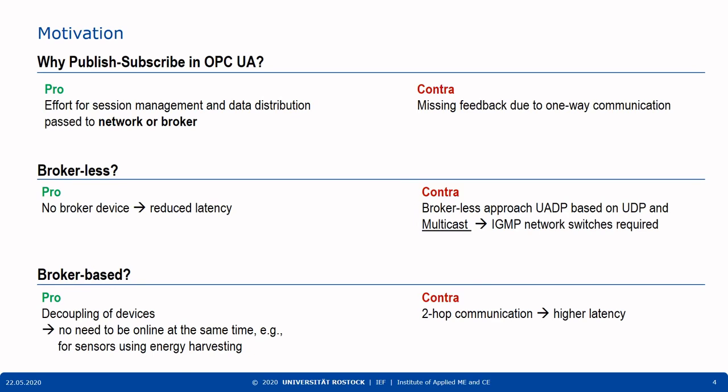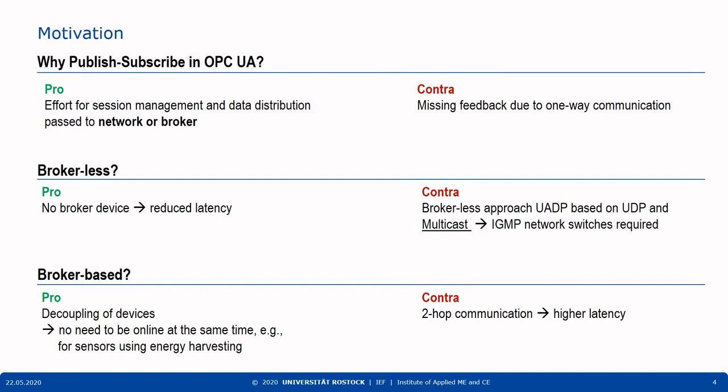We will use the so-called UADP, which is a combination of UDP and multicast combined with binary data encoding. And this multicast requires specific network switches. In detail, they need IGMP network switches. So if they are not already there, it's maybe a costly upgrade.